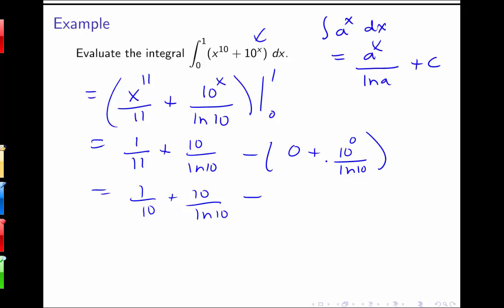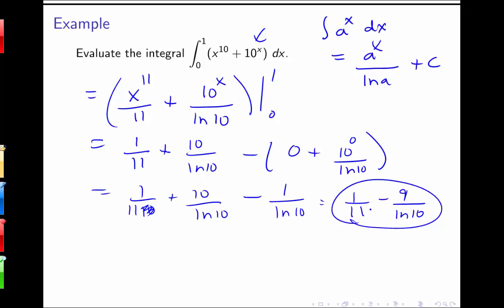So that's going to become minus 10 to the 0 over the natural log of 10, and we know 10 to the 0 is 1, so this is minus 1 over ln 10. So we have 1, oops, my 1 over 11 became 1 over 10, so this should be 1 over 11. 1 over 11 minus 9 over the natural log of 10 is our final answer.